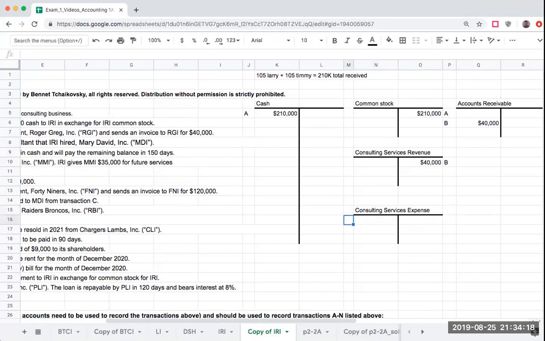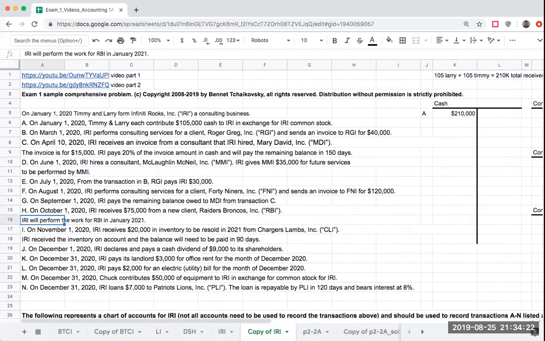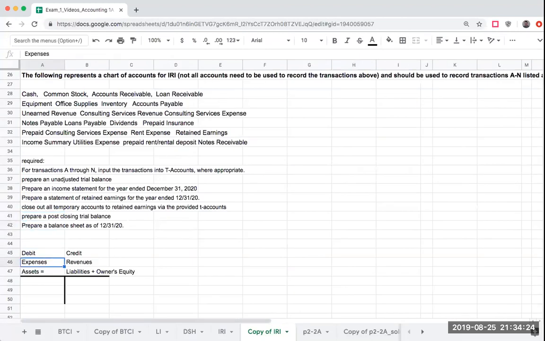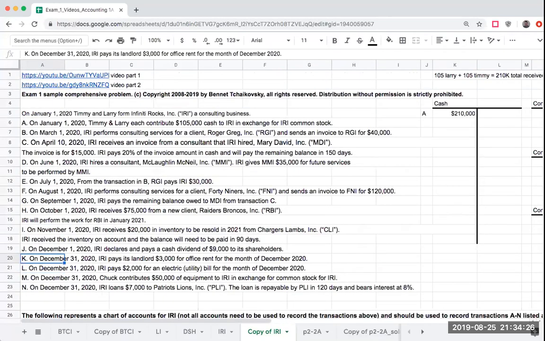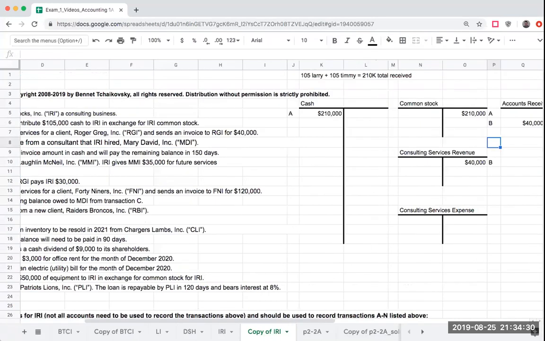And how do I record an expense, with a debit or a credit? It's a debit. Right here, debit expenses. So this is the inverse of what we were doing in B. If I'm receiving the benefit of services, I need to record consulting services expense. So I'm going to go over here and debit consulting services expense for $15,000. For every debit, I need credits.